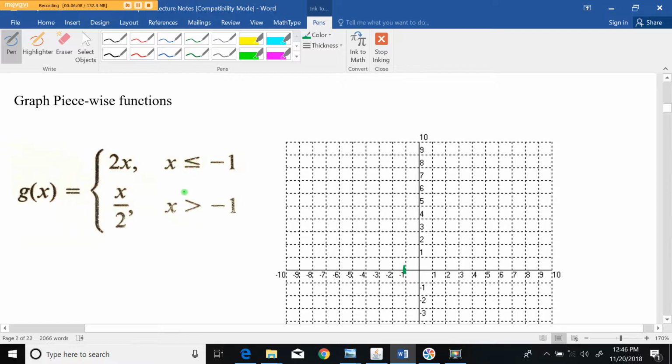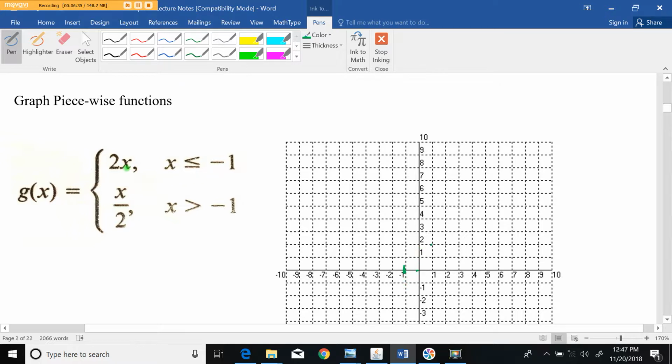So if we were to graph 2x, I know that one point is 0, 0. It also goes through 1, 2. Now, this is a linear function that does this, but this function is only defined to the left of negative 1, so I'm just going to draw it to the left of negative 1.